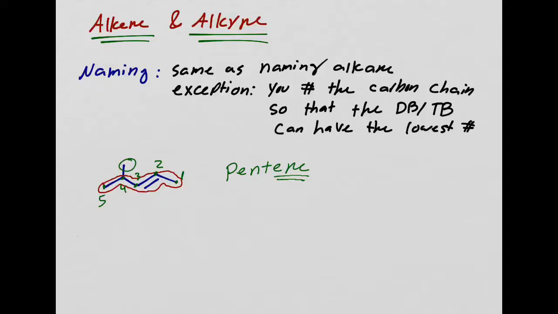So to put it all together, on carbon 4, what do you have? You have a methyl, right? So 4-methyl. Now, where is the location of the double bond? It starts on carbon 2, right? So 2-pentene. It is pentene because it has a double bond, and it has a 2 because that's the location of the double bond. It starts from the 2. Not bad, right?